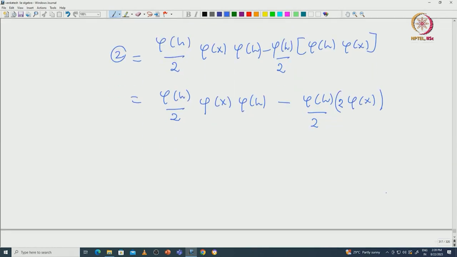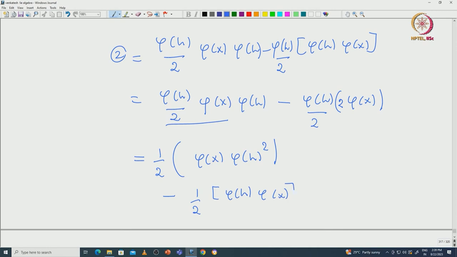So now if you just switch these two, so you can take 1 by 2 out, then you get phi x phi h square, okay, and then minus 1 by 2 the bracket phi h phi h minus phi h phi x.